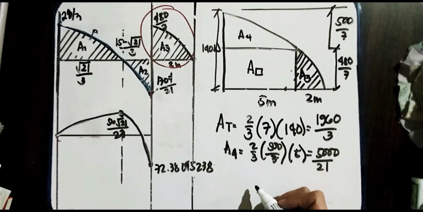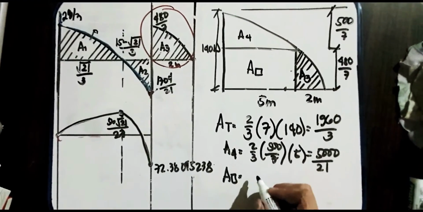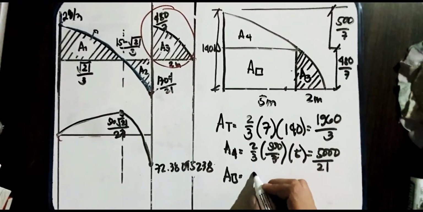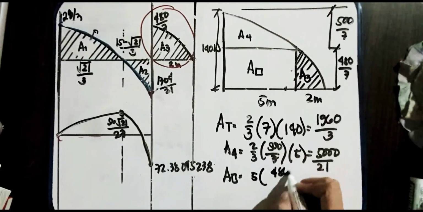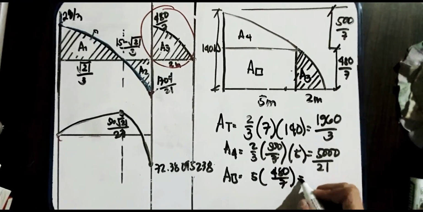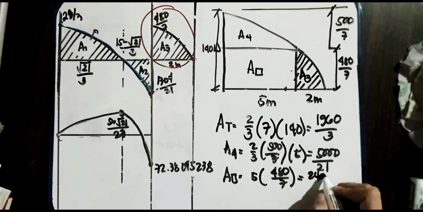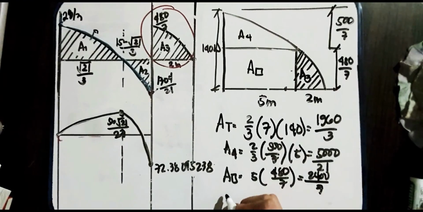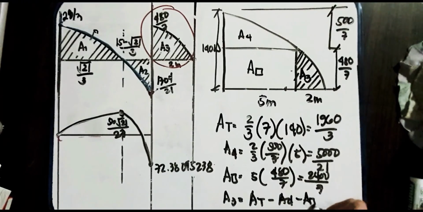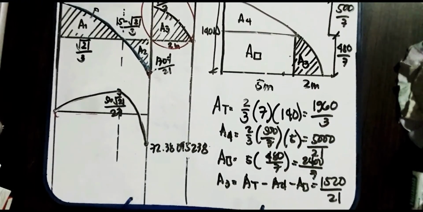Okay, next is, okay, ito naman, we have 5 multiplied by 480 all over 7. So, that is equivalent to 2,400 all over 7. To determine the A3, of course, we have area total minus the area 4 minus the area of a rectangle. So, answer is, okay, 1,520 all over 21. Okay, or roughly 1,520 all over 21.